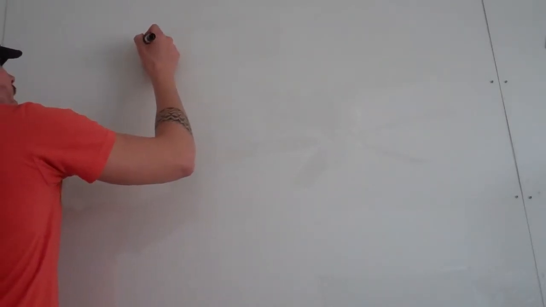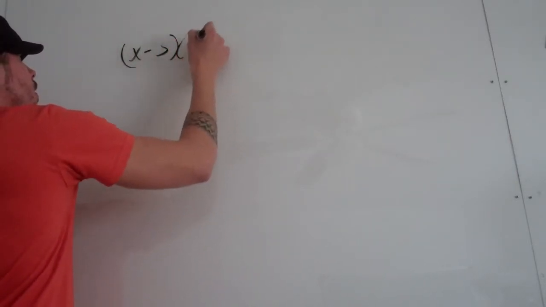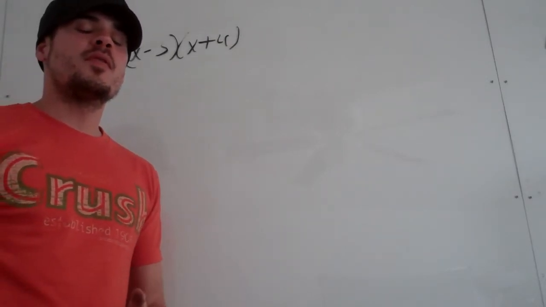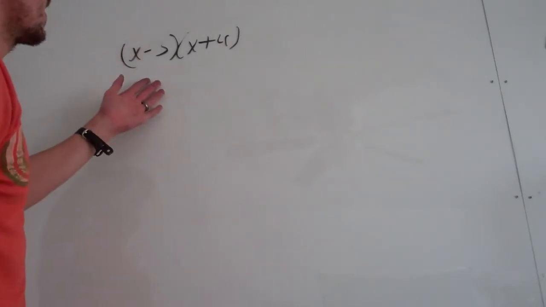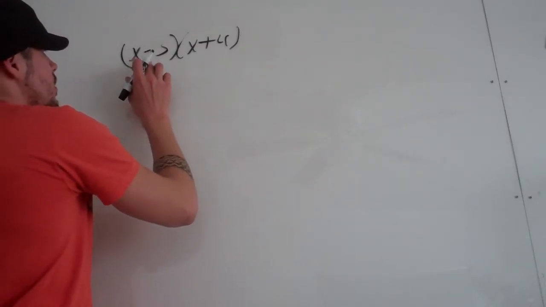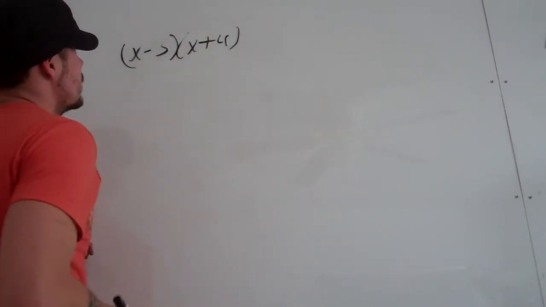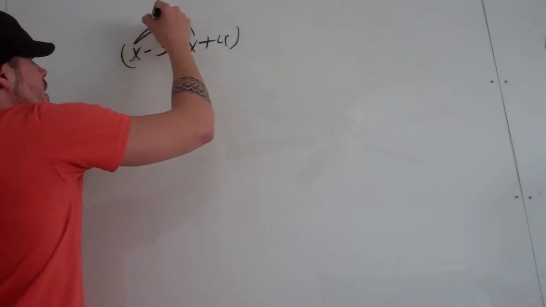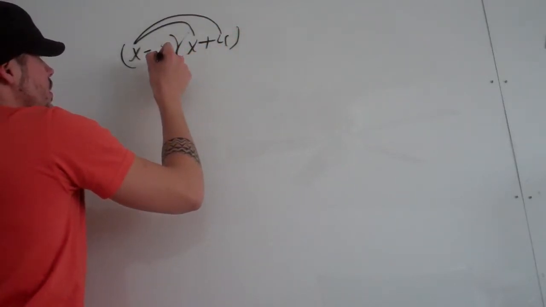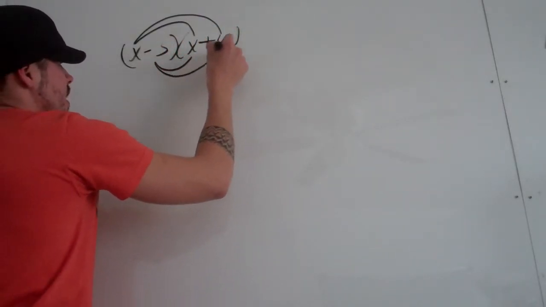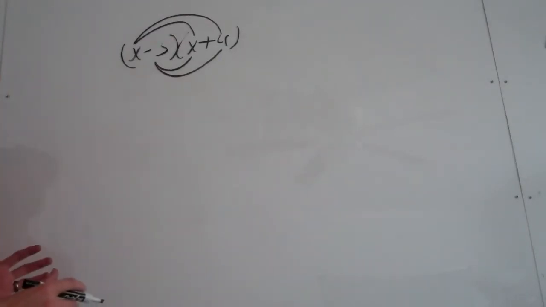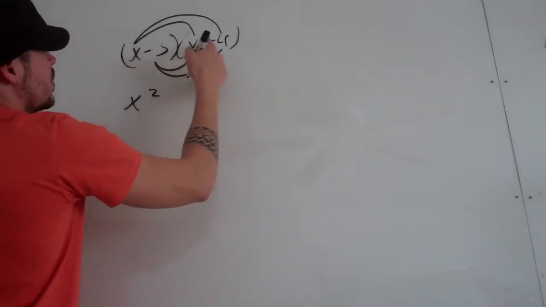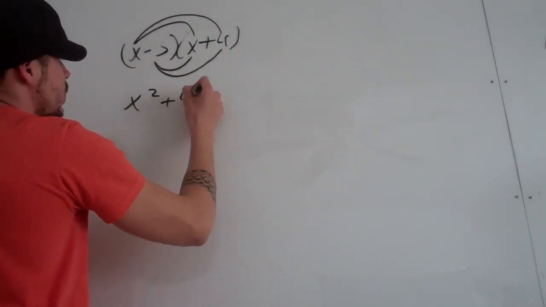So suppose you have x minus 3 times x plus 4, and your professor says, okay, perform the FOIL method or multiply these two together. Multiply this set of parentheses and this set of parentheses. What are you going to do? Well, all you're doing is multiplying this x times that, and this x times that, this negative 3 times that, and this negative 3 times that. Okay, so not a problem, right? X times x is x squared. X times 4 is plus 4x.